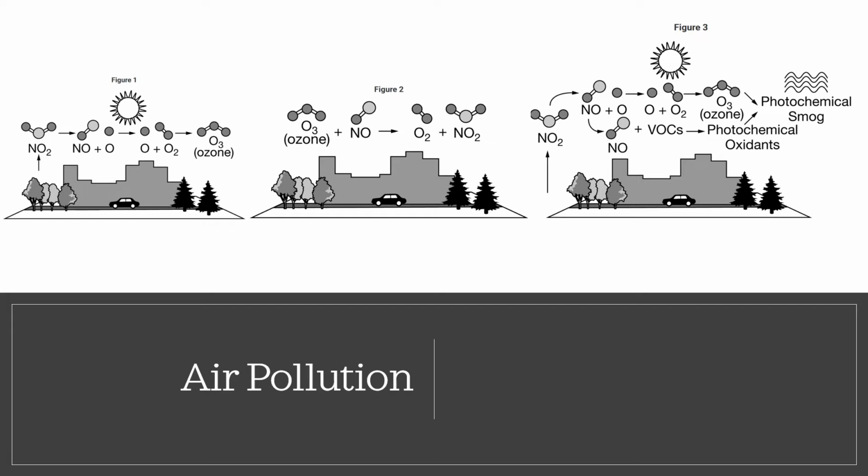In figure 3, this is where photochemical smog is formed with the basis of figure 1. With what figure 1 did of nitrogen dioxide breaking up into nitrogen monoxide and a free oxygen atom, we have that process, but with figure 3, we also add in that nitrogen monoxide, NO, reacts with VOCs. Again, that reaction creates photochemical oxidants. And that's the thing that reacts with ozone to produce photochemical smog.